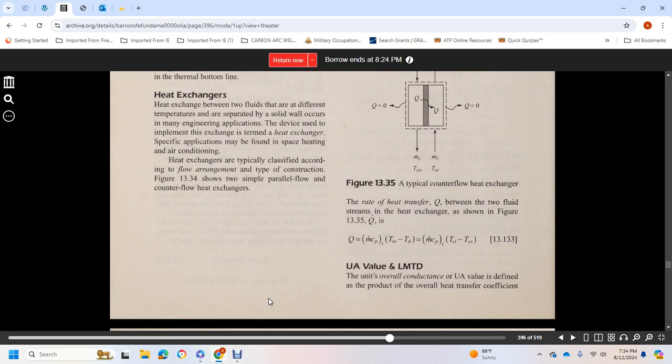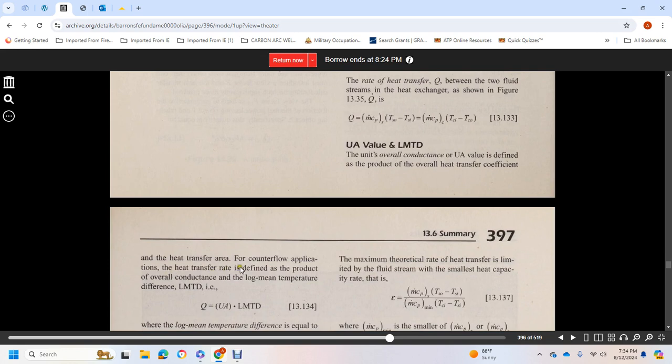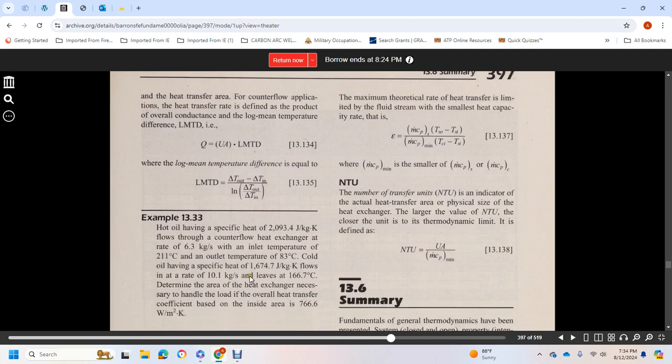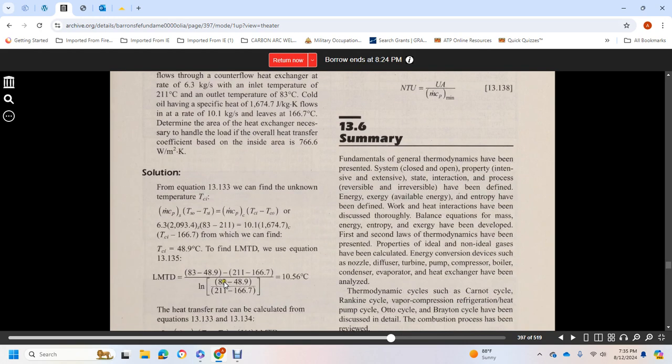The rate of heat exchange is Q, between the two fluid systems of the heat exchanger shown in the figure. The UA value and LMTD: the unit overall conductance, the UA value, is defined as the product of the overall heat transfer coefficient and the heat transfer area. For counterflow applications, the heat transfer rate defines the overall conductance through the log mean temperature difference. The log mean temperature difference is equal to the difference of the temperature out and temperature in, over the natural log of temperature out over temperature in. That goes in example 13.